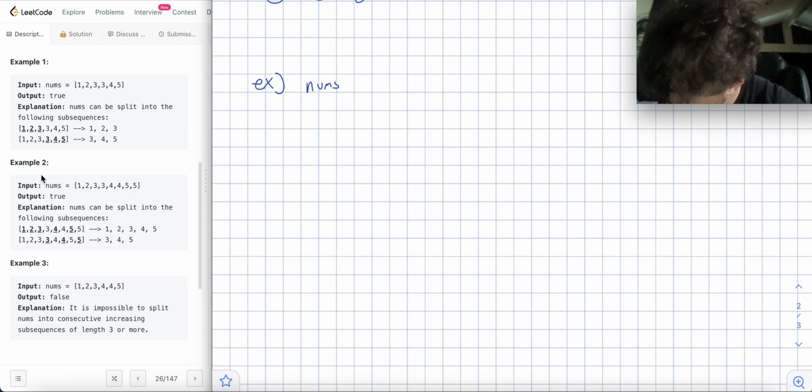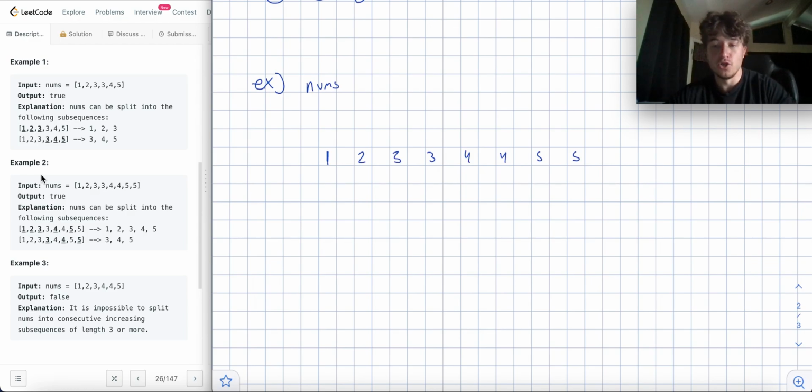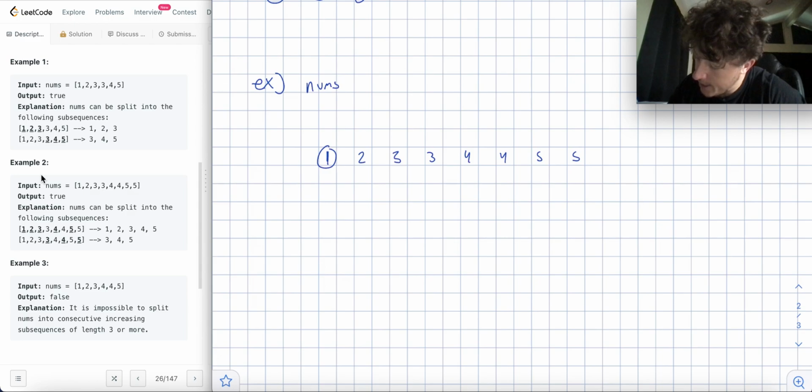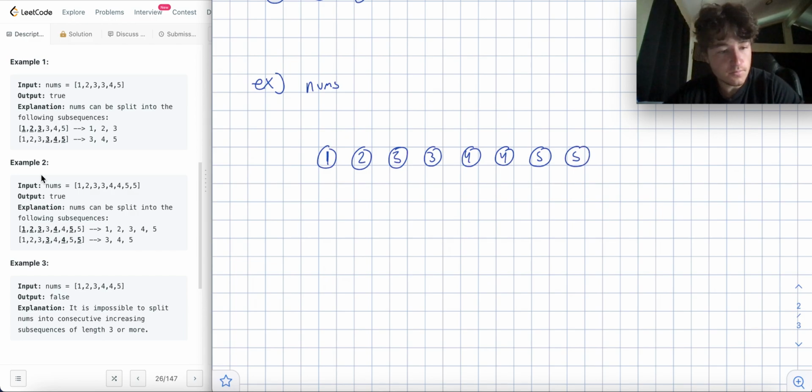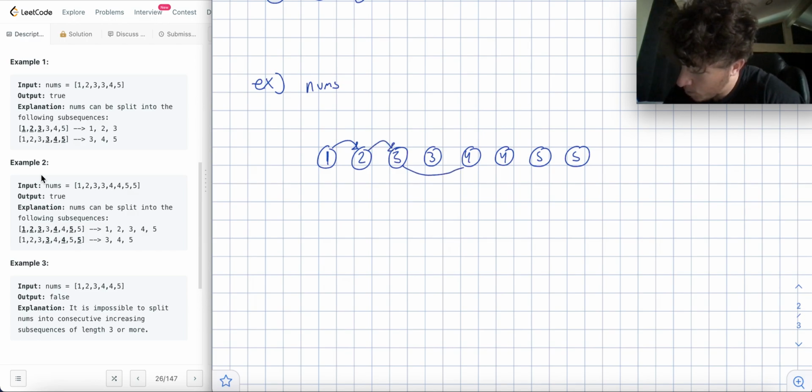Okay, so we have the following elements. We have 1, we have 2, we have 2 3s, 2 4s, and 2 5s. Now, to specify a subsequence, I'm going to draw an arrow or an edge between each of the corresponding vertices. And it just so happens that the solution is, well, 1 can connect to 2, and 2 can connect to 3, and 3 can connect to 4, and 3 can connect to 4, and 4 can connect to 5, and 4 can connect to 5.